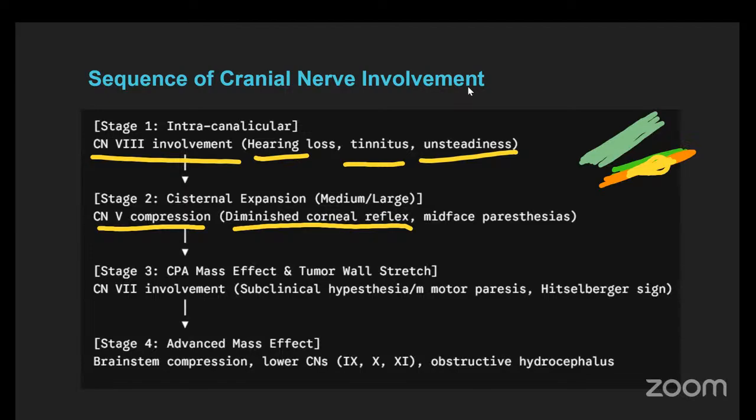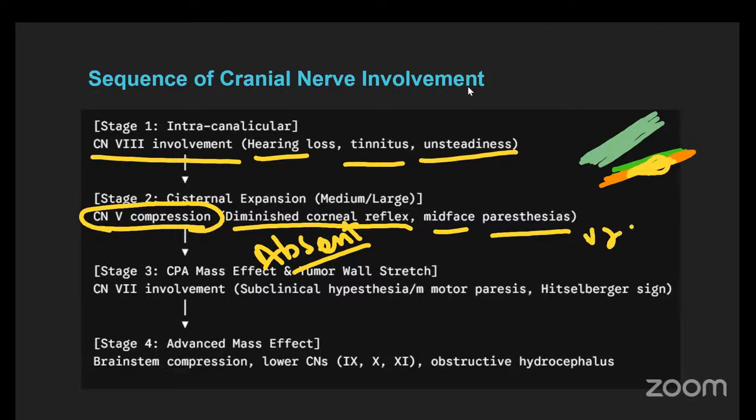Also, look at the word. We are not looking for an absent corneal reflex. Even if it is diminished in comparison with the normal side, it still gets counted as cranial 5 involvement. Apart from that, you can have mid-phase paresthesias, which is when V2 and V3 get involved. Corneal reflex is carried by V1. So obviously this is going to present first. V2, V3 is going to come later on.